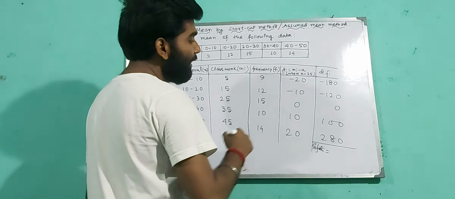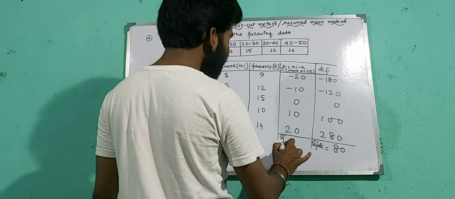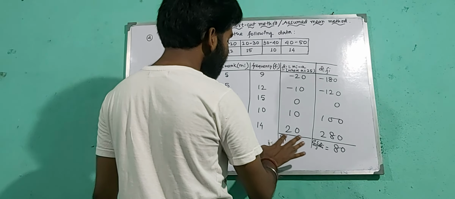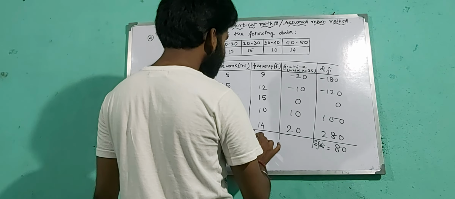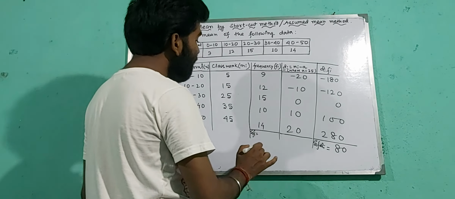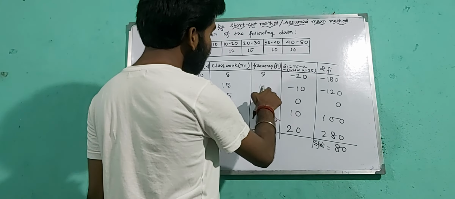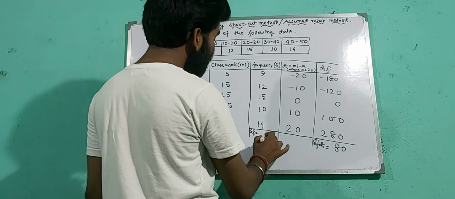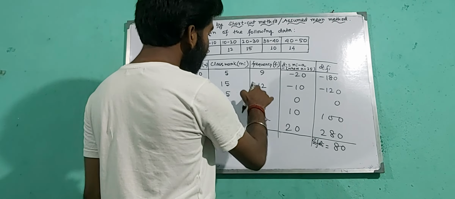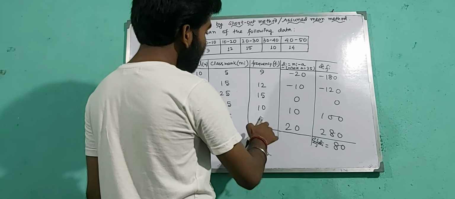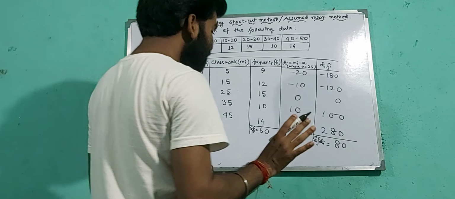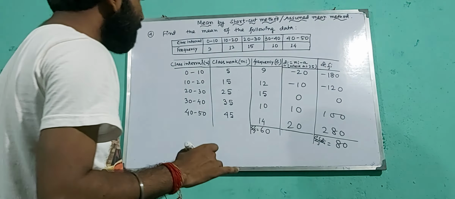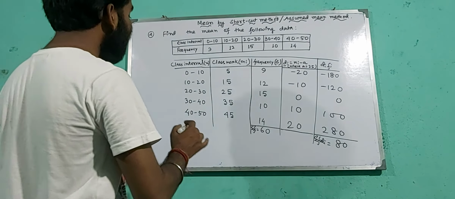And here what you will find out, sum of fi. 4 and 5, 9, 10, 11, 11 and 9, 20, 1, 2, 3, 4, 4 and 2, 6. So nice, answer came nice, no problem. Now I have to find out the mean.